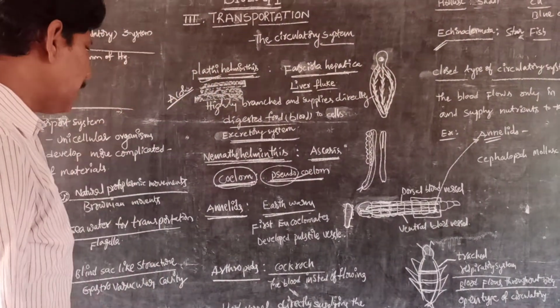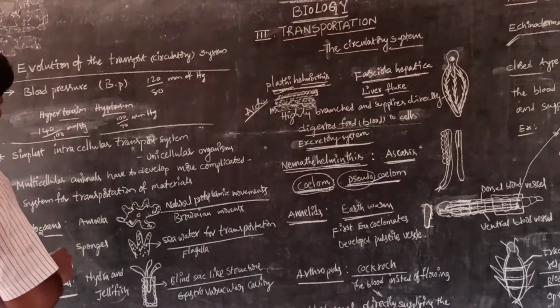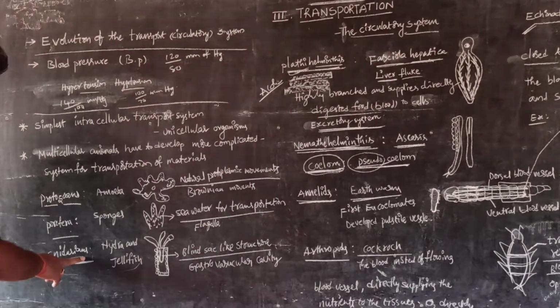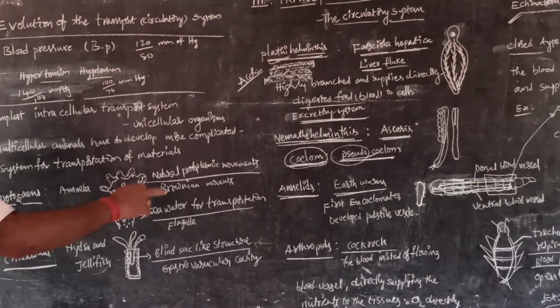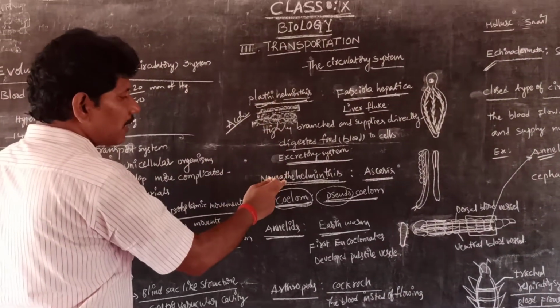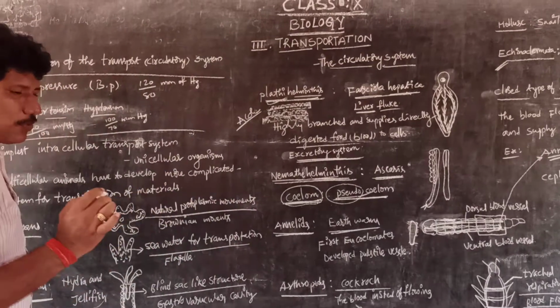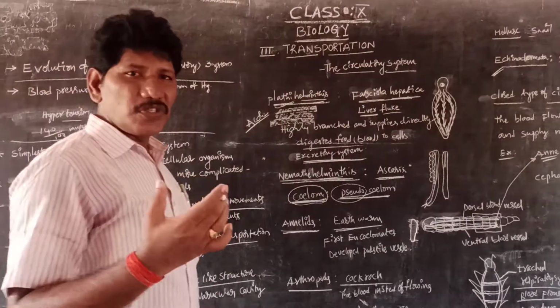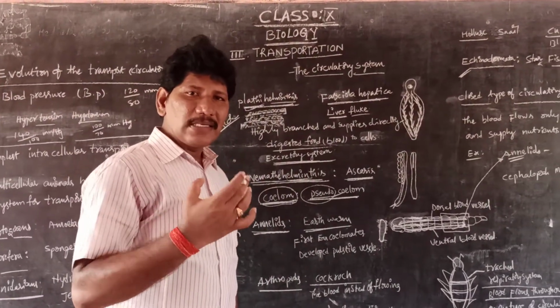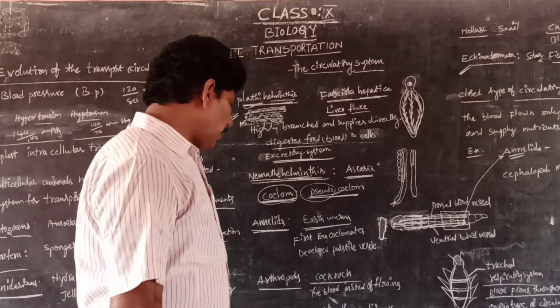So the first five phyla, like Protozoa, Porifera, Cnidarians, Platyhelminths and Nemathelminths, are lower phyla. I mean that no special kind of transport system has evolved. But let us come to the annelids.